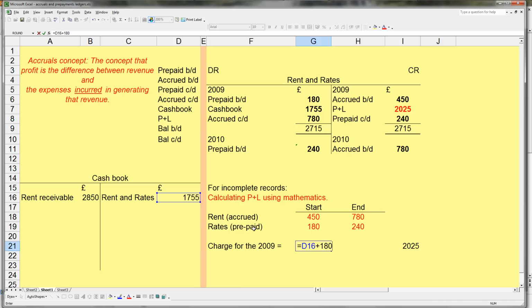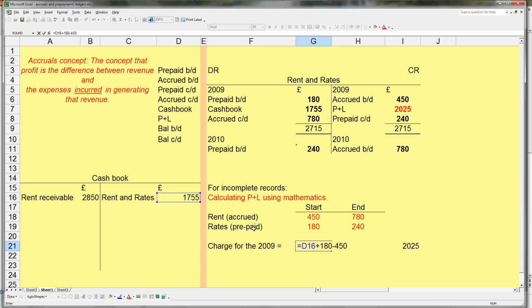So that means that by this year, 2009, when we've paid 1755, we haven't paid enough of the... and this is for what's the 780? That's for rent at the end of the year. We haven't paid enough for rent, so therefore the 780 wasn't paid, but it is due for this year. It is a part of this year, so we add on the 780.